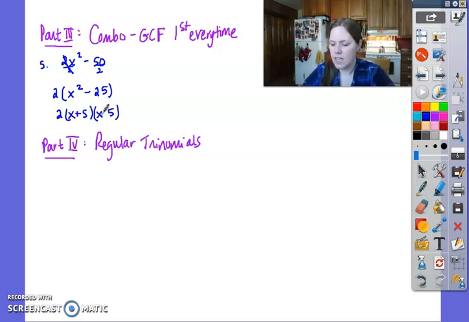And then again, my signs are just opposites. You could put the plus in the first one and the negative in the second one like I did, or you could switch those. It makes no difference, as long as one is positive and one is negative.